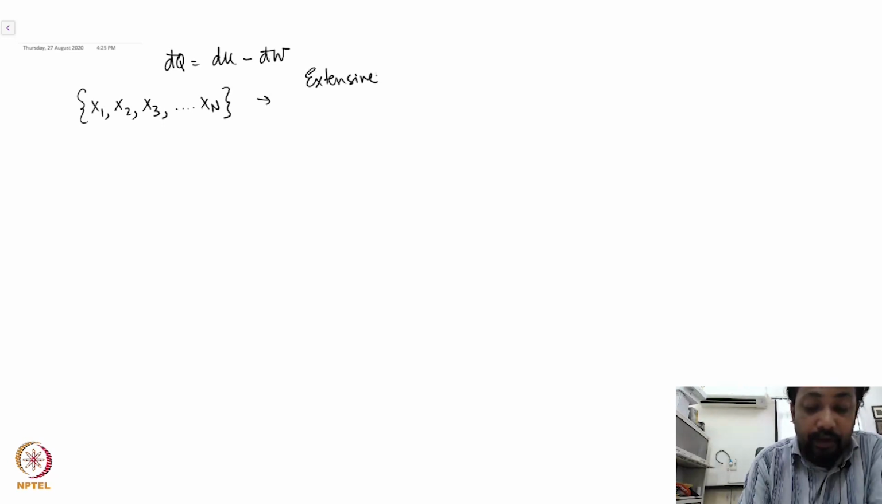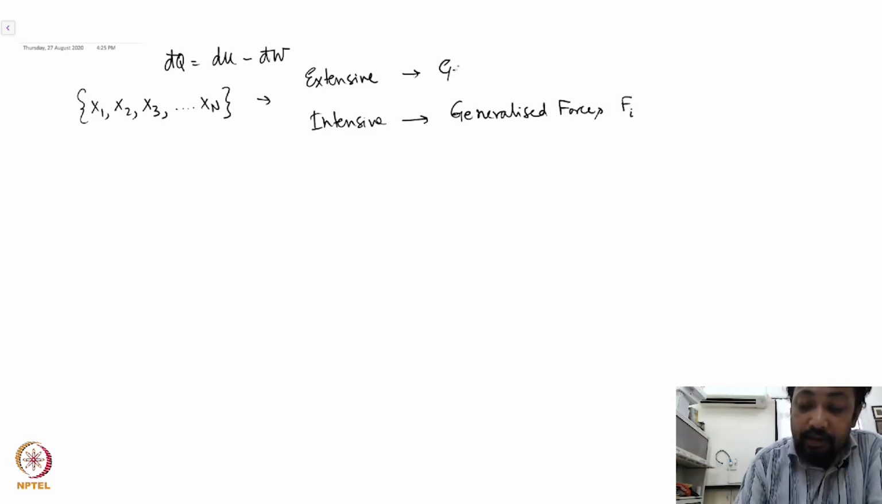Now remember, in the last class we have seen that of all these macroscopic variables, the thermodynamic variables that describe the system, some of them are extensive and some of them are intensive. The intensive ones are what we call generalized forces, and we will change their notation from x to fi. On the other hand, the extensive variables are generalized coordinates, they depend on the system size, and we will keep them as xi.